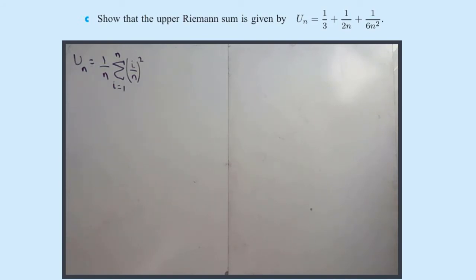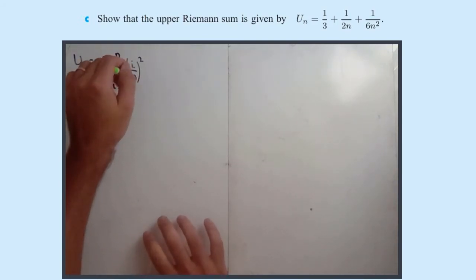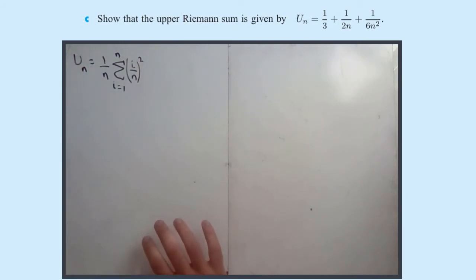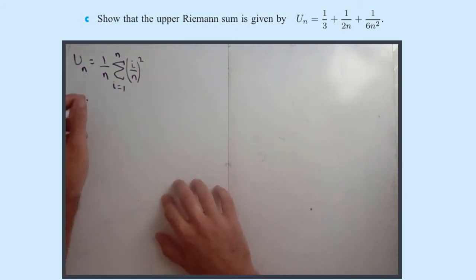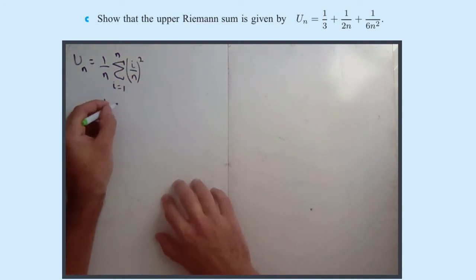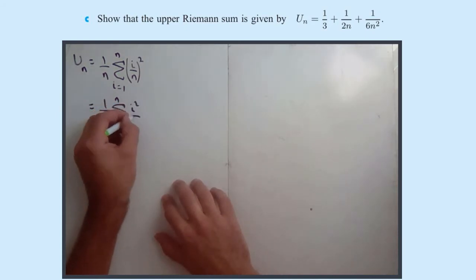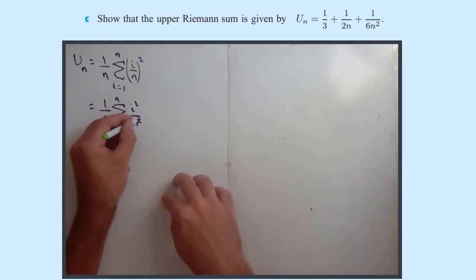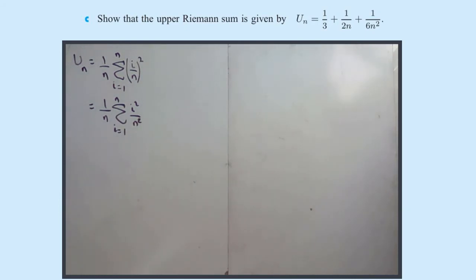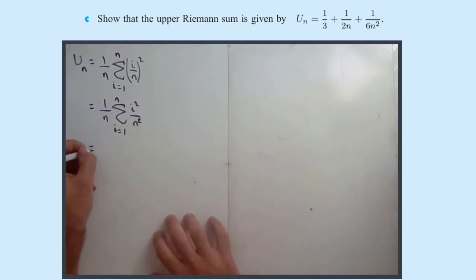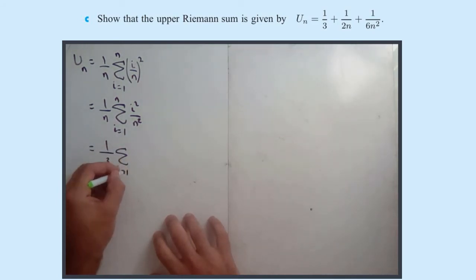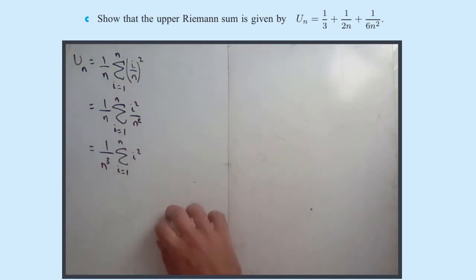So in the same way as in part B, we can expand this, get rid of the bracket, and then we can pull the n parts out, so it equals 1 over n times the sum from i equals 1 to n of i squared over n squared. And remember, this is an i counter, so effectively n squared is just a constant, so we can pull 1 over n squared out. So you're going to have 1 over n cubed times the sum from i equals 1 to n of i squared.